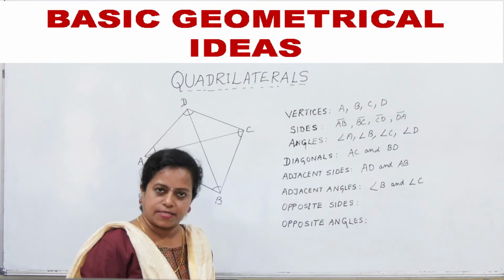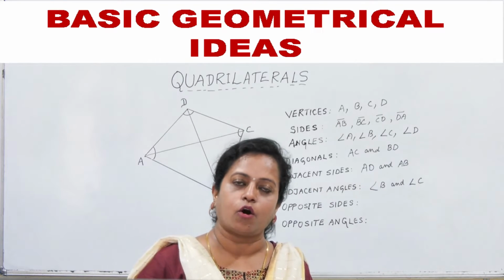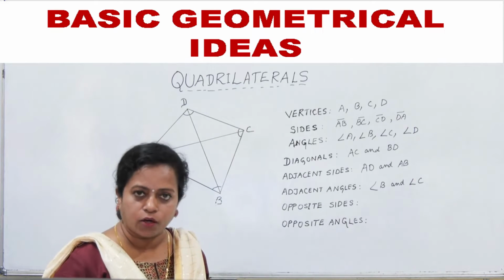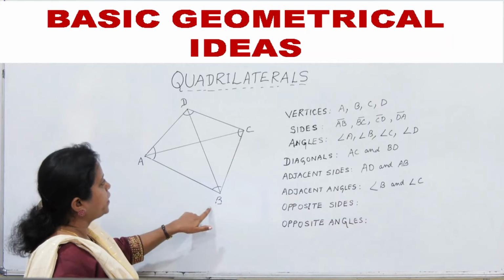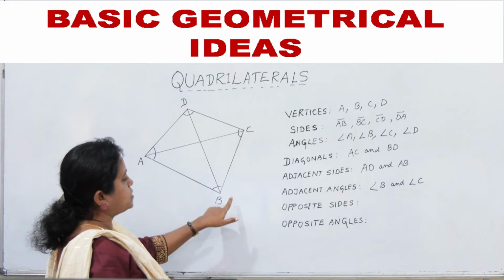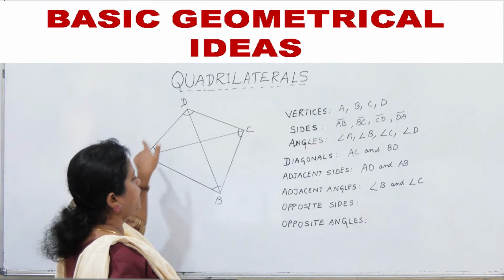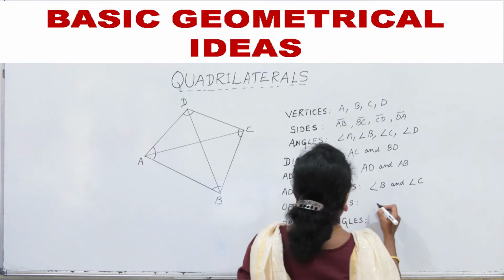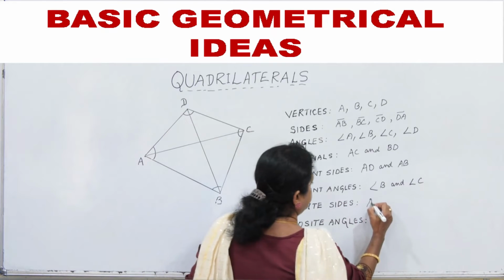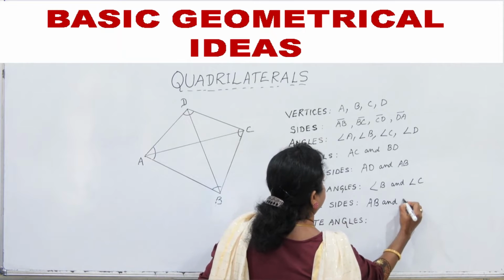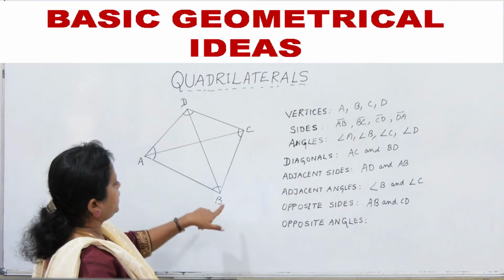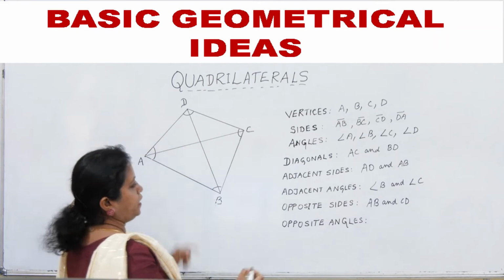Now next is opposite sides. Now we learned about adjacent sides. Opposite sides will be the sides which do not have any vertex in common. For example, AB and DC. These are the opposite sides. Another pair of opposite sides will be BC and AD. So the two pairs of opposite sides in the quadrilateral ABCD are AB and CD, and BC and AD.